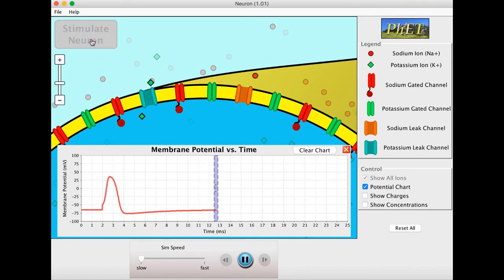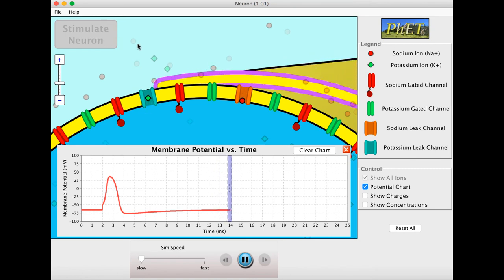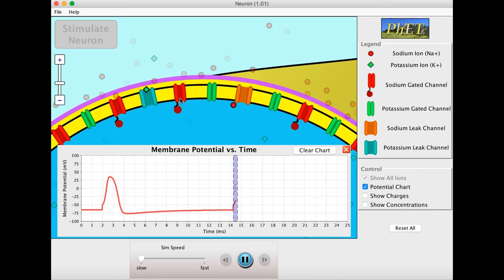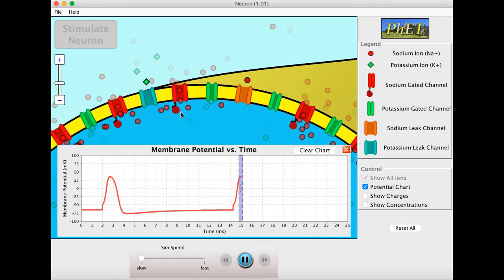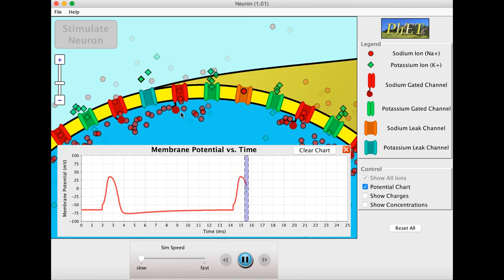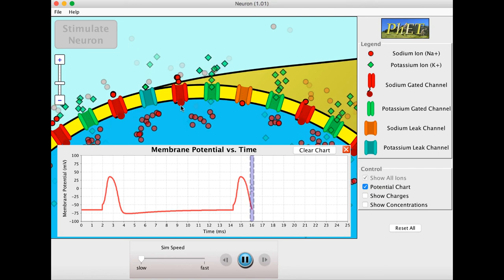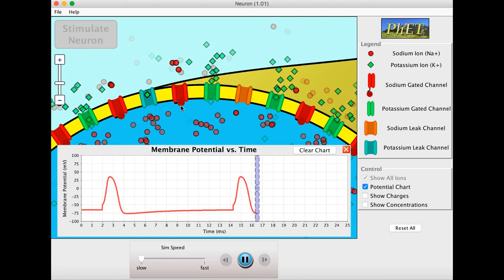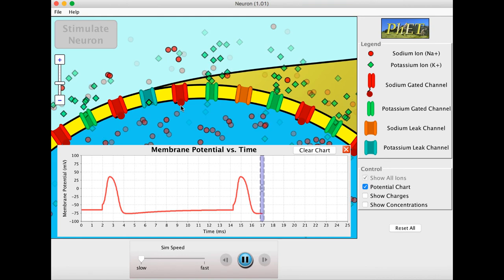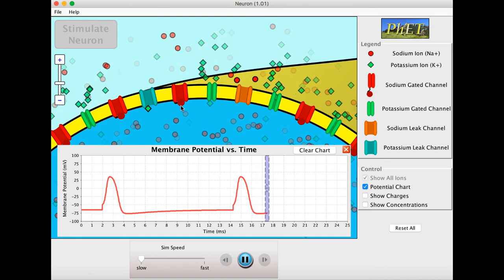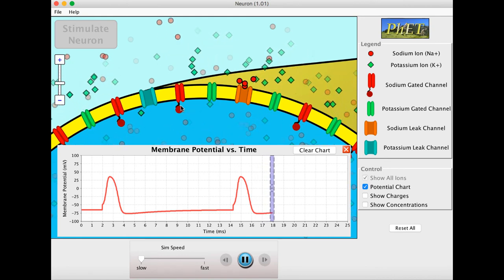Stimulate again. Here it comes. See that sodium channel opens because it likes positive voltages. Sodium flows in. And after a period of time, that inactivation gate closes. It keeps more sodium from flowing in. That's that upswing of the action potential. Because positive ions are going in, the cell is getting more positive.